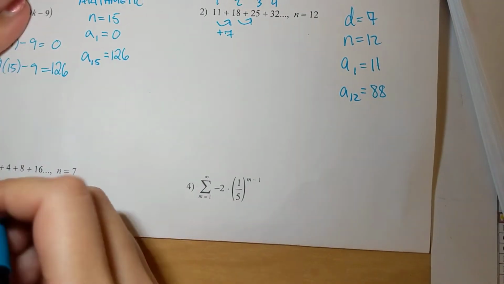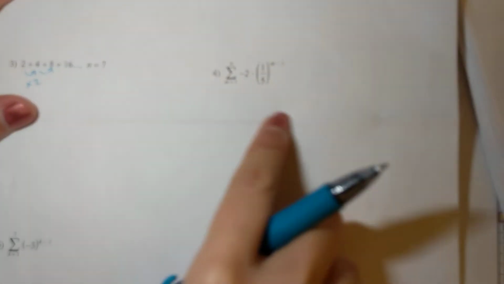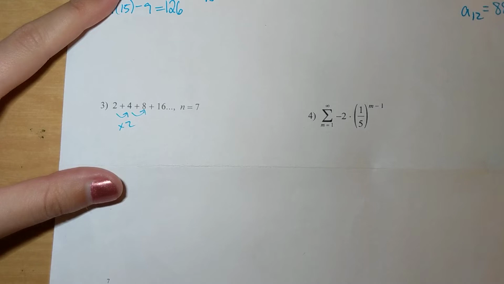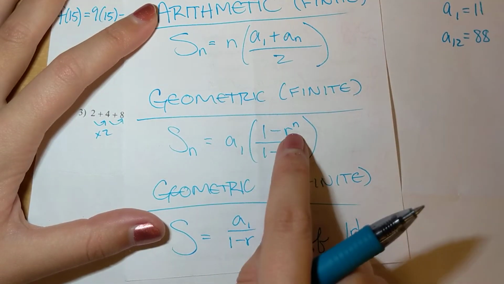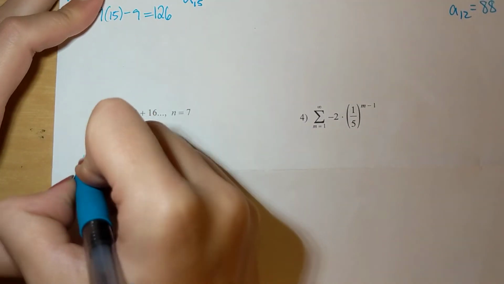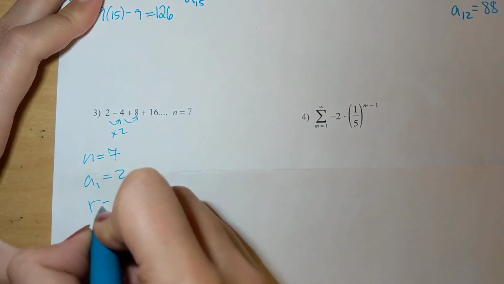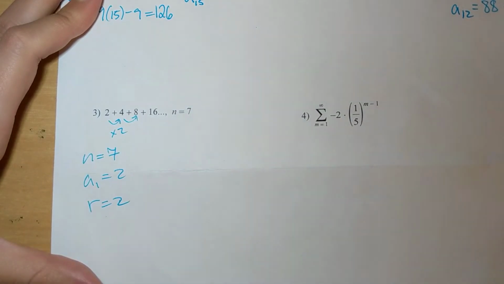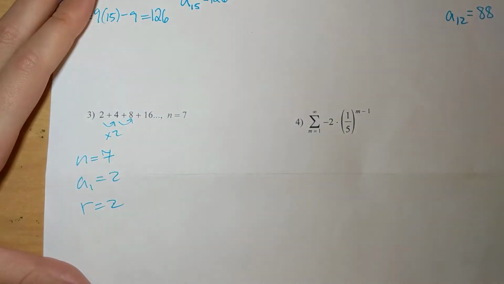Okay, looking at this one. This is geometric. You're timesing by 2 each time. And this is finite because it gives you a value for n. Geometric, finite. You need a sub 1, r, and n. N is 7. A sub 1 is 2. R is what you're timesing by. All you gotta do is plug that in for this. You should be able to get it.